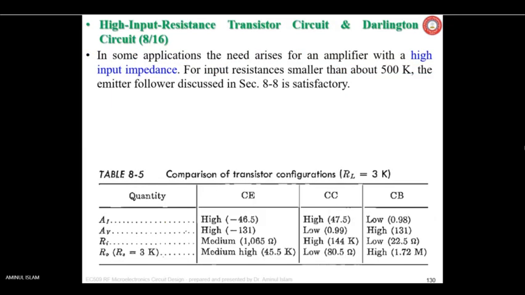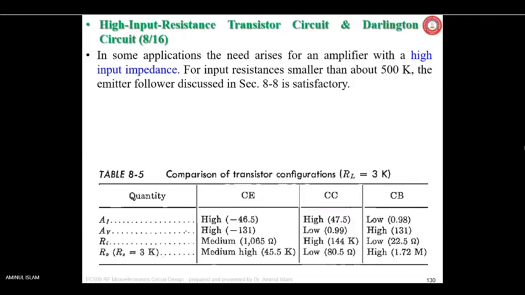Now, the high input resistance transistor circuit is also called the Darlington circuit. It is a high input impedance circuit, and we are going to discuss it now. It's another topic. First we covered the approximate model and its application to the CE and CC configurations, and then the discussion on CE with emitter resistance. Now we're going to talk about high input resistance and the Darlington circuit.